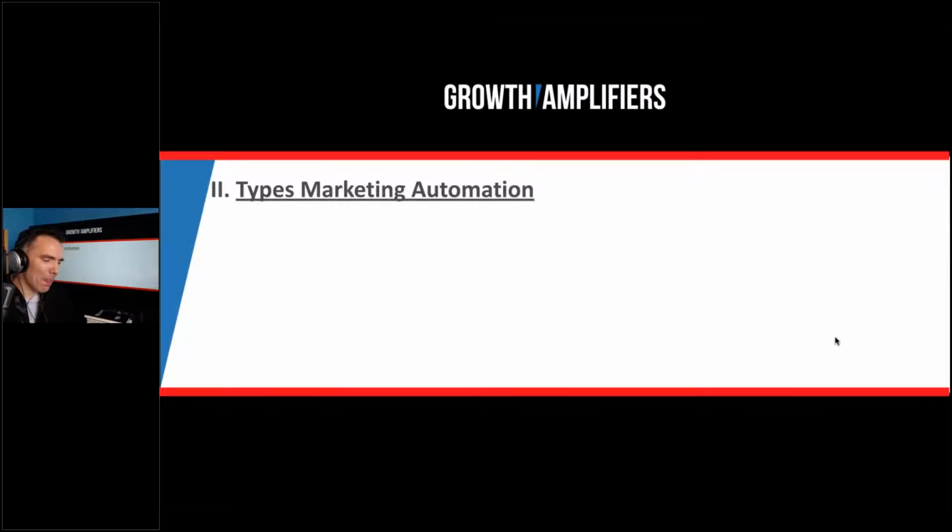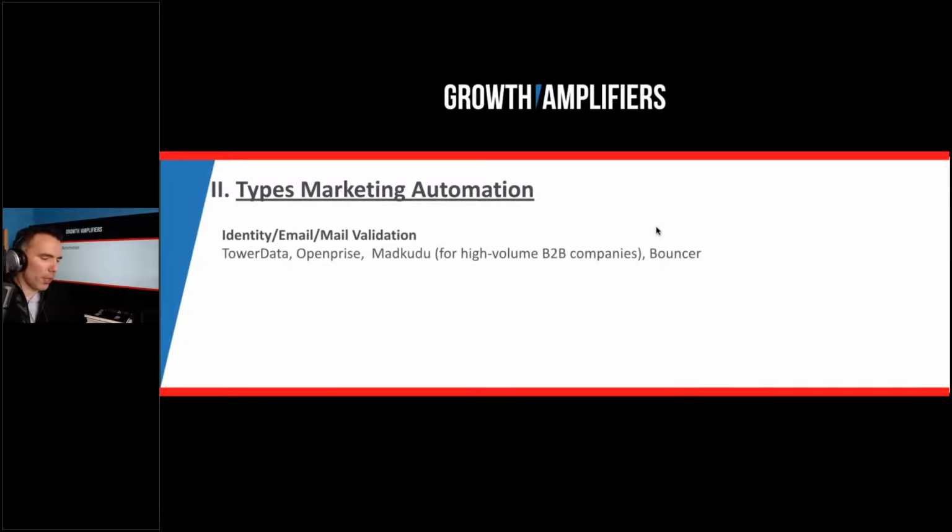All right, so I'm going to now transition into types of marketing automation. And I'm just going to begin the conversation of what are some different types of marketing automation and give some examples. But then I'm going to really hone in on one that I think would be most universal and most beneficial. So this is identity email mail validation.